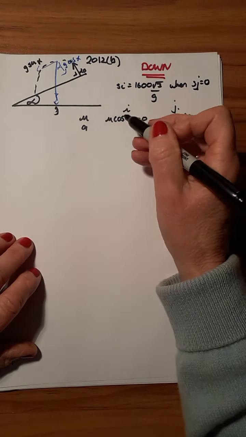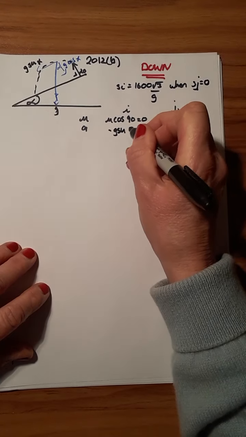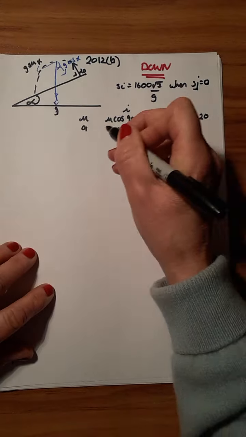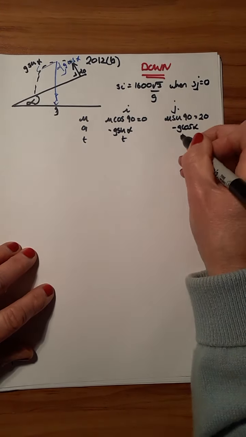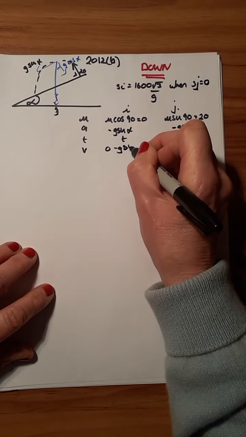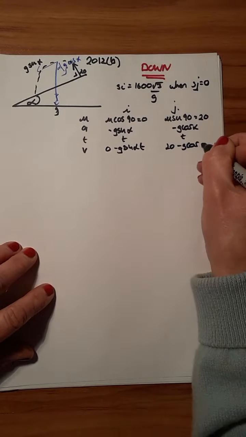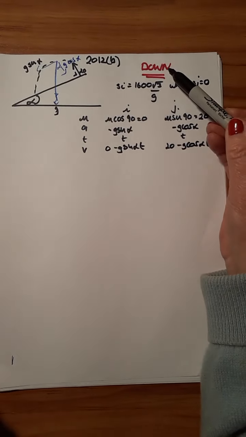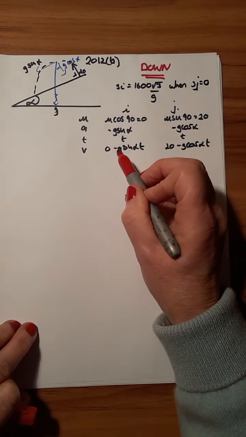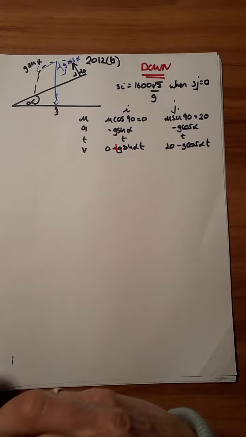Okay, so in the i direction, because it's coming down the plane, of course, it's minus g sine alpha. And of course, this is minus g cos alpha because it's going down the j-axis. t is arbitrary. So the v becomes u plus at, 0 minus g sine alpha t. And this one, of course, is 20 minus g cos alpha t. Because it's down the plane, I change that minus to a positive. So the i components will become positive.